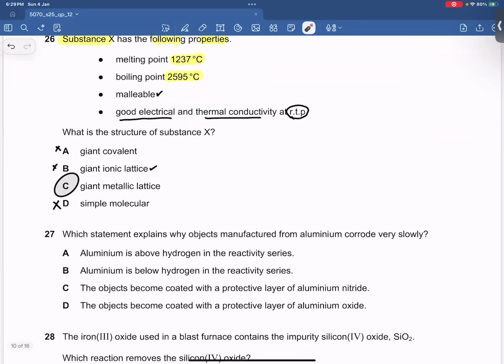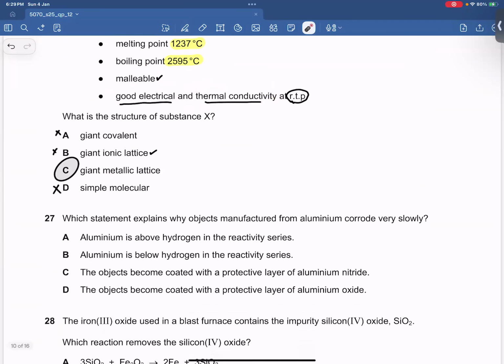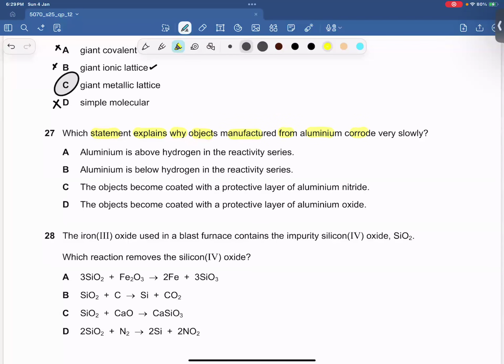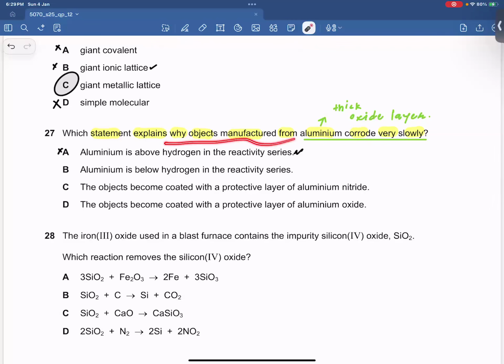Question 27. Which statement explains why objects manufactured from aluminum corrode very slowly? Because aluminum has a thick protective oxide layer. So, aluminum is above hydrogen in the reactivity series. That's true, but this statement has nothing to do with the given question, which is why A is incorrect.